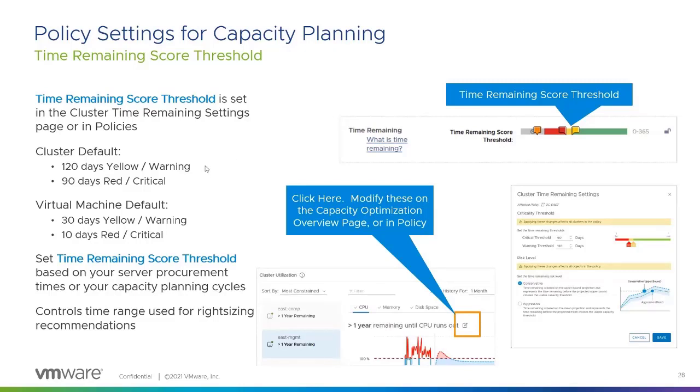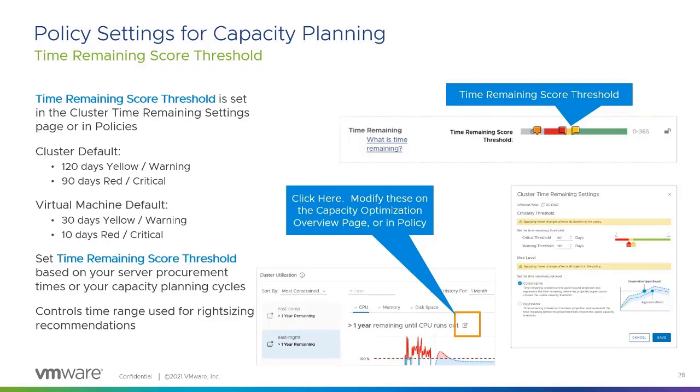So there's 2 different defaults worth pointing out. The first one is the cluster default. The defaults are 120 days for yellow, the warning threshold, and 90 days for red, the critical threshold. You would want to adjust these to give you enough warning that you can go and buy new hardware. So you can get the alert soon enough that you can buy hardware and get it online before you are out of capacity. So that's important to tweak from that perspective.